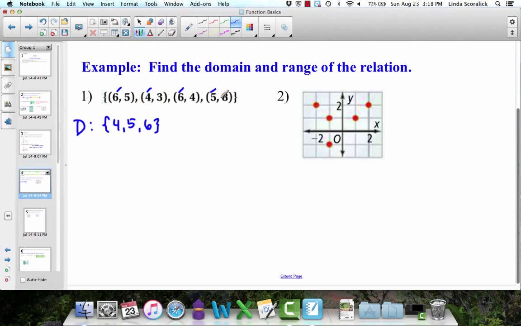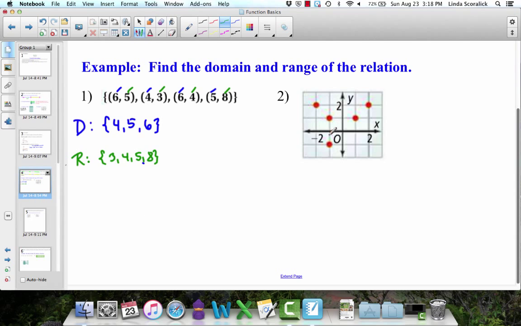Now I have 4 ordered pairs in this example, but I only have 3 items listed in my domain. That's because we only list elements once. So when you have a number that's repeated, you're only going to list it once when you're giving the domain and the range. Let's look at the range now. We want to look at these y-coordinates that I'm kind of marking here in green. I see a 3, a 4, a 5, and an 8. So 3, 4, 5, and 8. That would be the domain and the range of that relation.